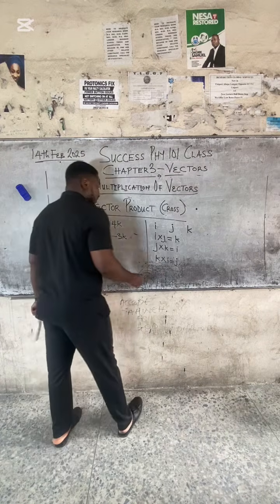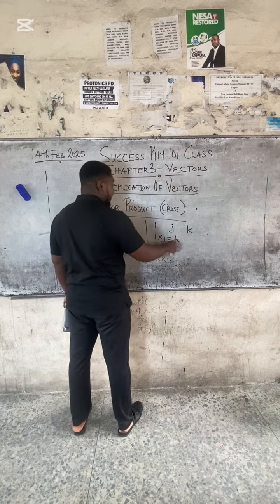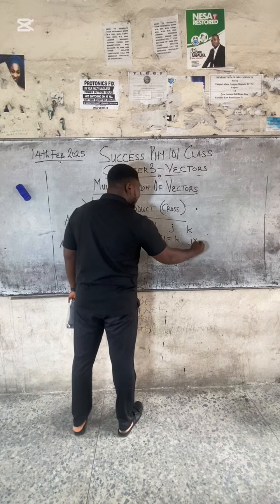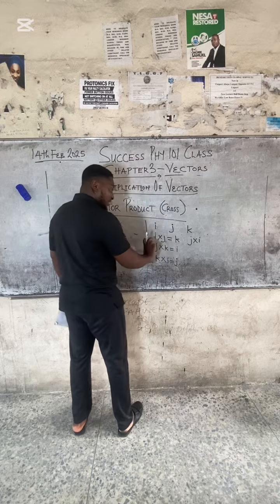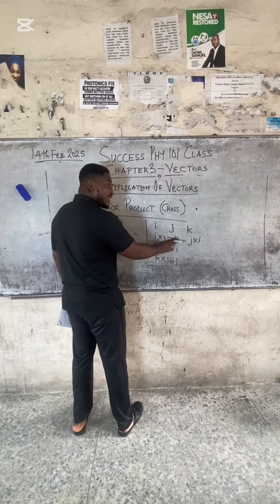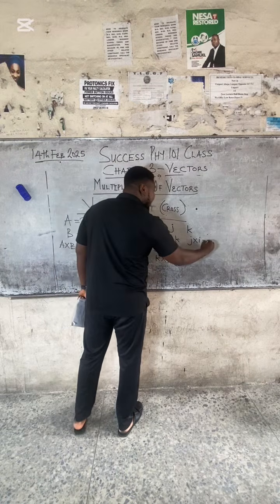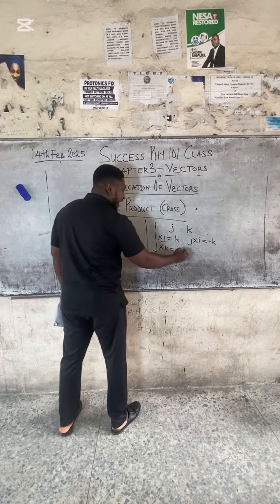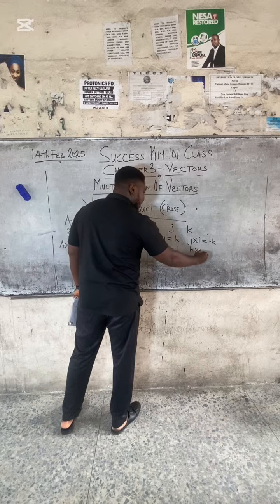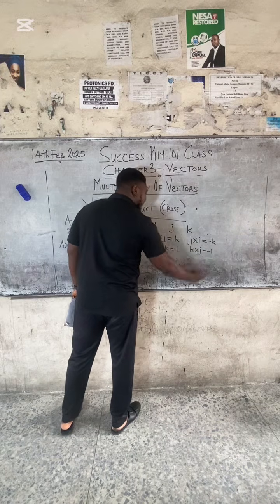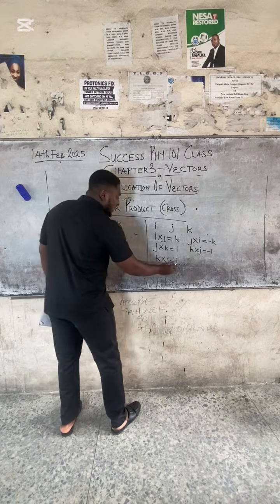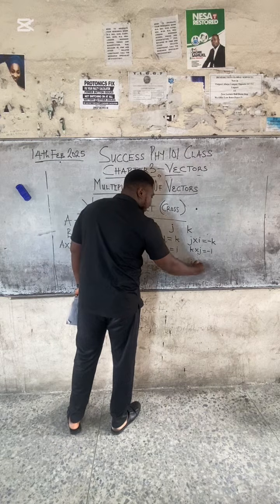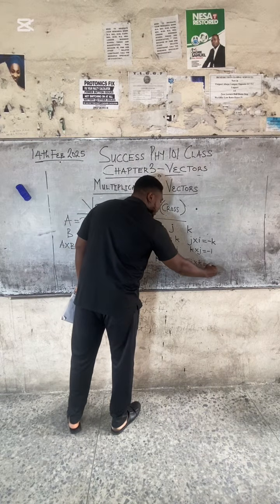Class, the reverse. That's where the problem starts. If I to J is K, then if J starts first, let's reverse this. I to J is K, right? But J to I is minus K. Please take note. If J to K is I, K to J is minus I. If K to I is J, I to K is minus J.